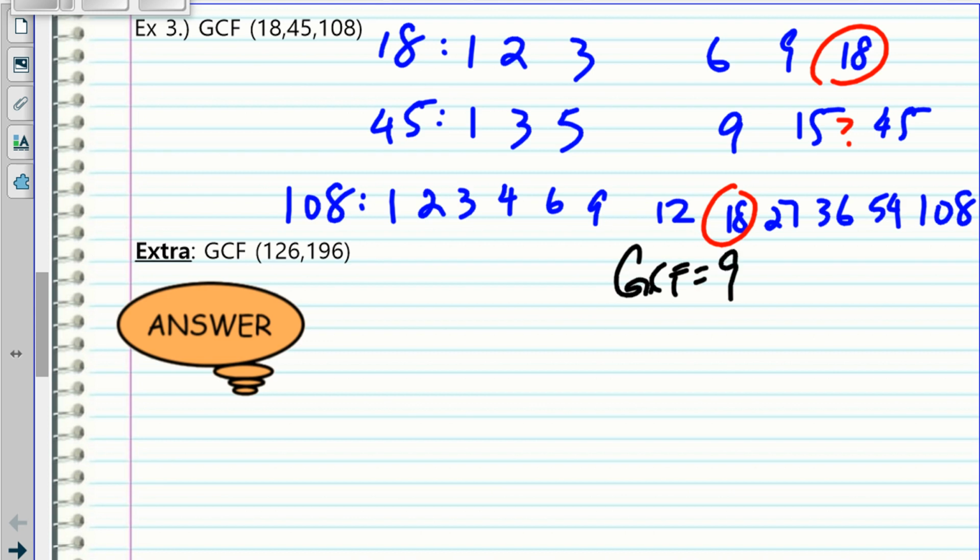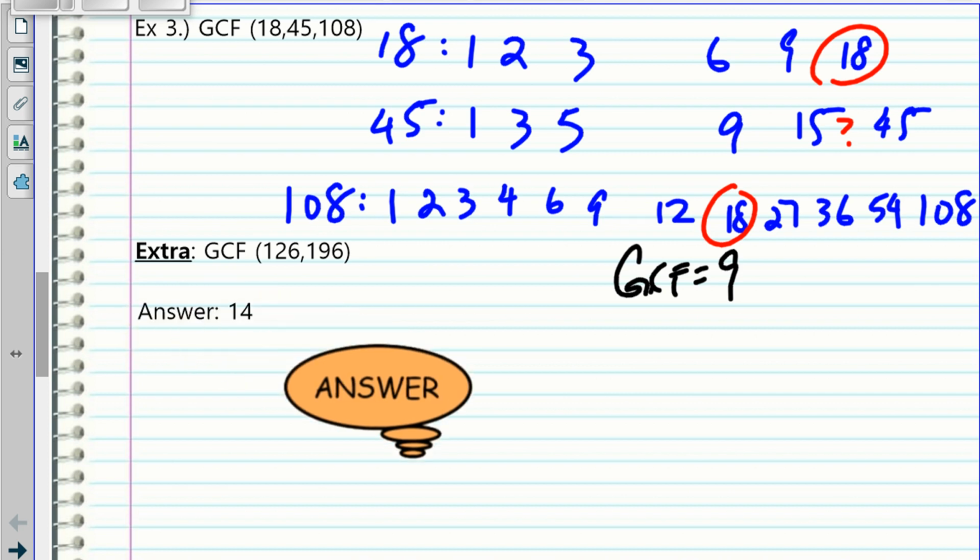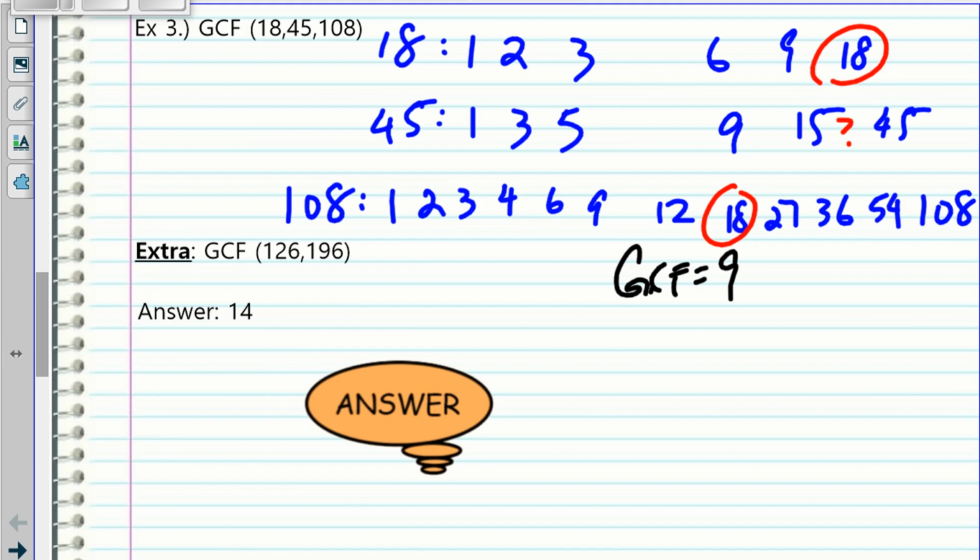All right. Okay, one last thing. So on your own, pause if you need to, and find the greatest common factor between 126 and 196. Pause the video because when you're done, press play and I'll review the answer with you. Okay, all right, so here we go. Here's the answer. All right, the answer is 14.